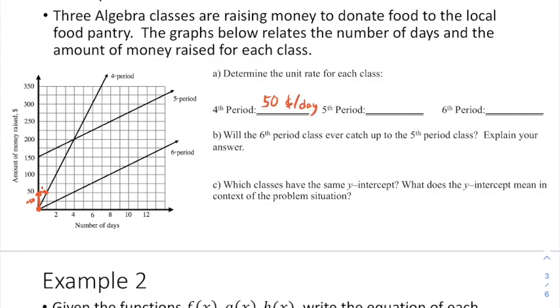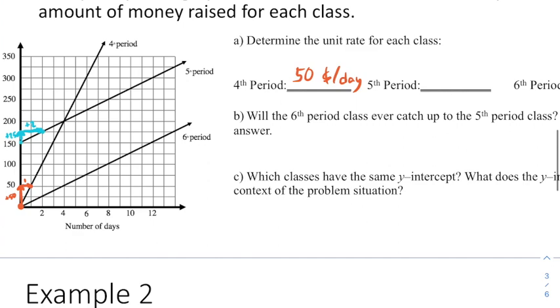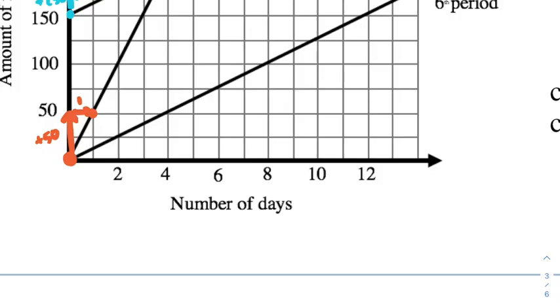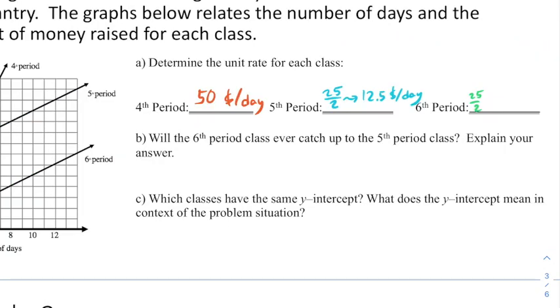Now let's do fifth period. We'll start at 0, 150, and then look at 2, 175. That means we're going up by 25 and over by 2. This gives us a slope of 25 over 2, which turns into $12.5 per day. Finally, let's do sixth period. They start at $0, and the next grid point I see is at 225. That means they're going over 2 and up 25. So this slope would be 25 over 2, which, just like the last problem, turns into $12.5 per day.